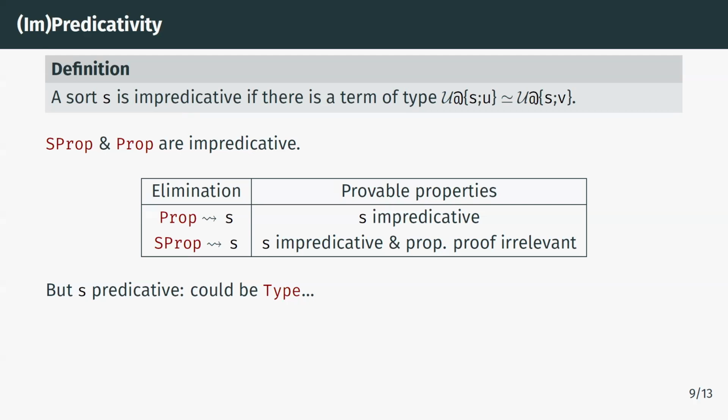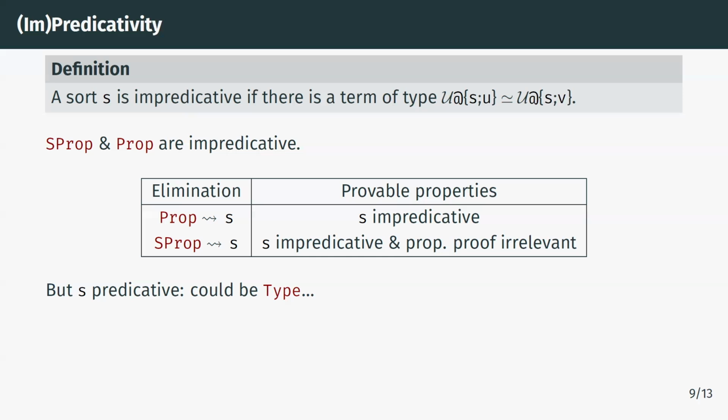And what happens if we put an elimination constraint, Prop eliminates to S, or SProp eliminates to S, then we can prove that S becomes impredicative. And for SProp eliminates to S, we can even prove that S is propositionally proof irrelevant, right? But the thing is that S is predicative by default because S is kind of a sort variable.